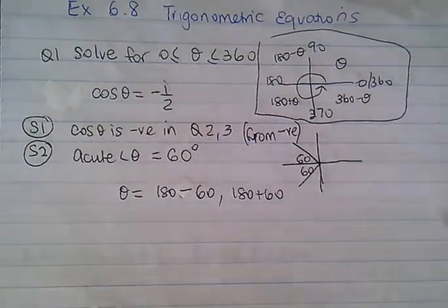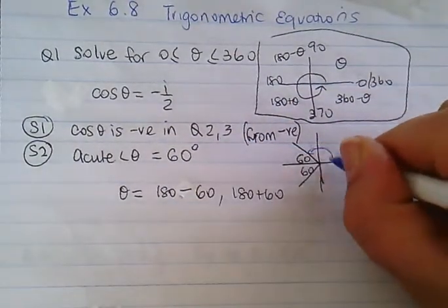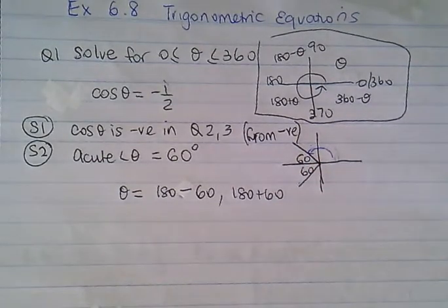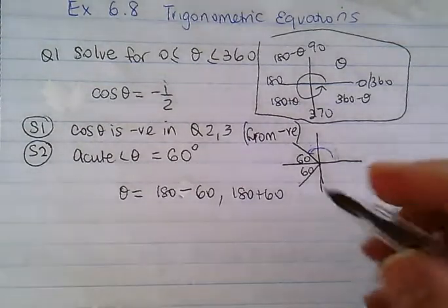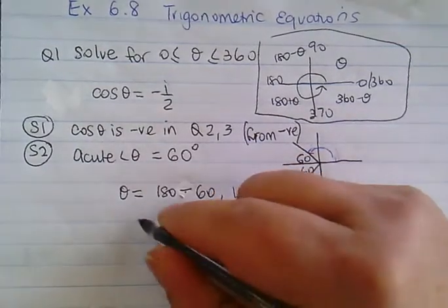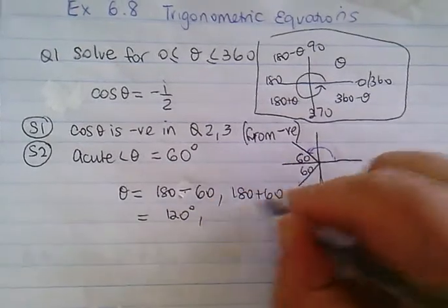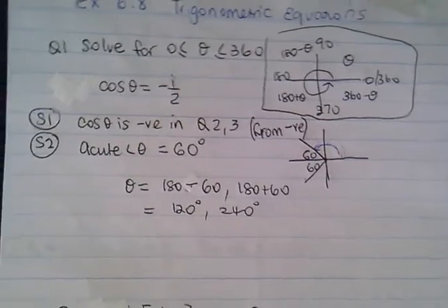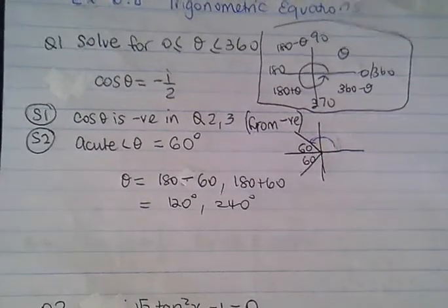Using the diagram, my quadrant 2 answer is obviously 120, and my quadrant 3 answer is obviously 180 plus 60. Can you see it in the diagram? So that's 120, and this is 240. The diagram just makes it so visual. All right, the next one, got to be really careful with the next one.